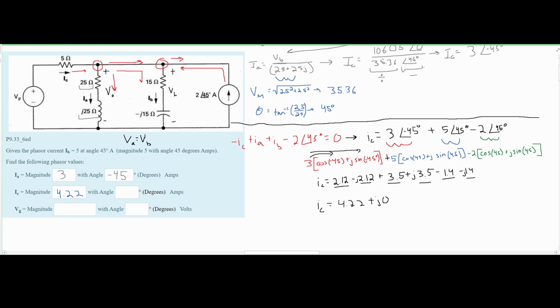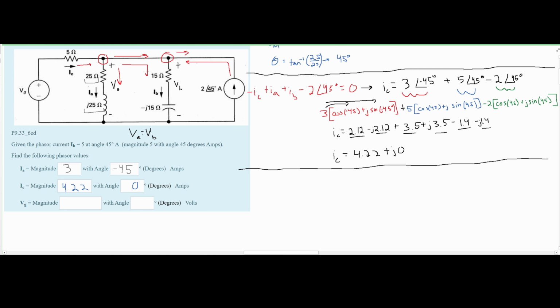And if we get our angle, we know that theta is equal to tangent inverse, and then we have our imaginary number over our real number. Well, our imaginary number is 0. And since our imaginary number is 0, it's basically going to be tangent inverse of 0. And we know tangent inverse of 0 is equal to 0. So our answer here is going to be 4.22 at 0 degrees.